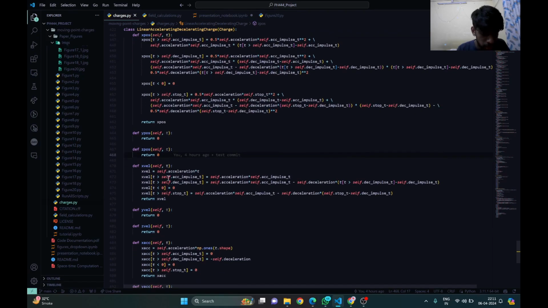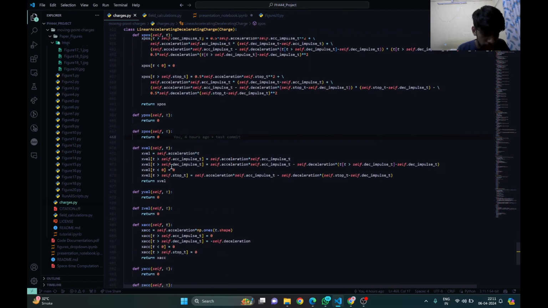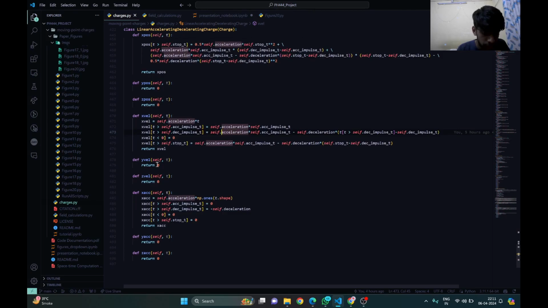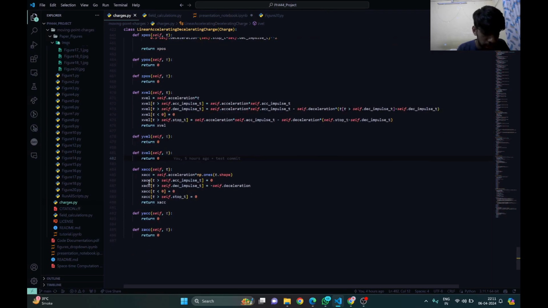In our case, it's both 0. The x velocity is defined in a similar fashion. So the x velocity keeps increasing until the impulse time, then it's set to a constant. Over the deceleration time, it starts decelerating, and so on. The same has to be done for the y velocity and z velocity.